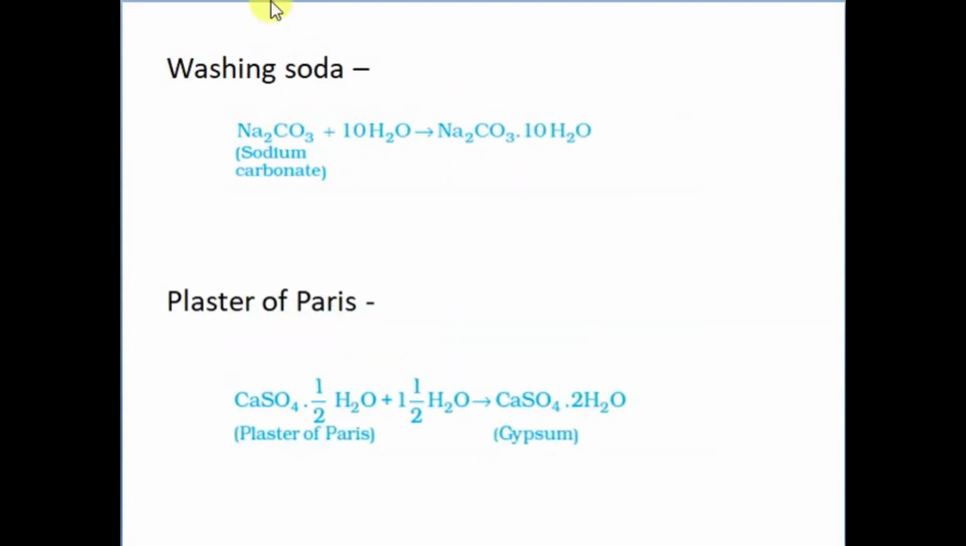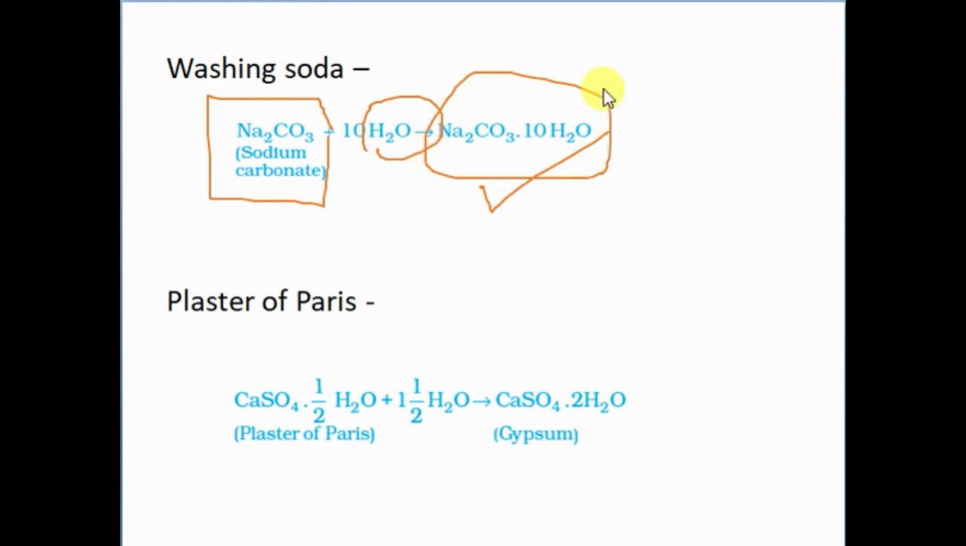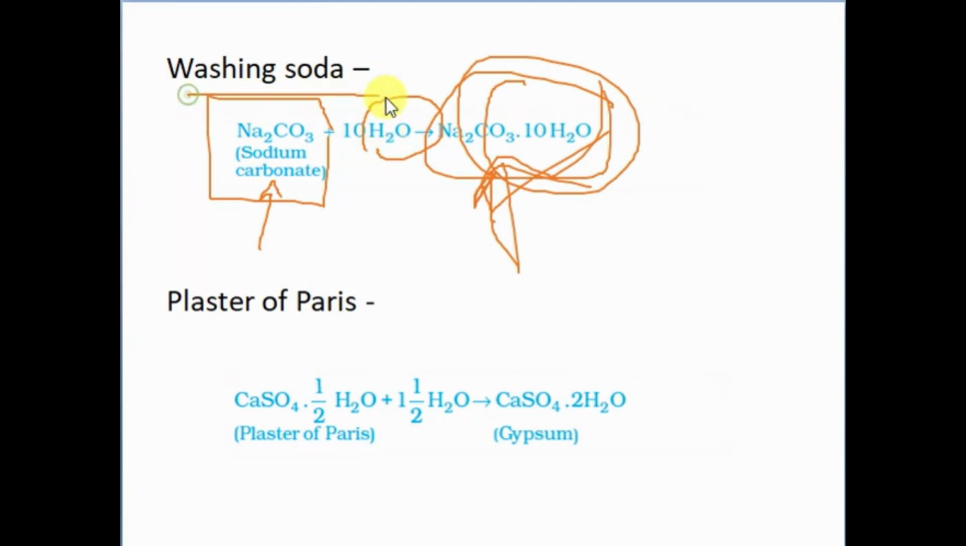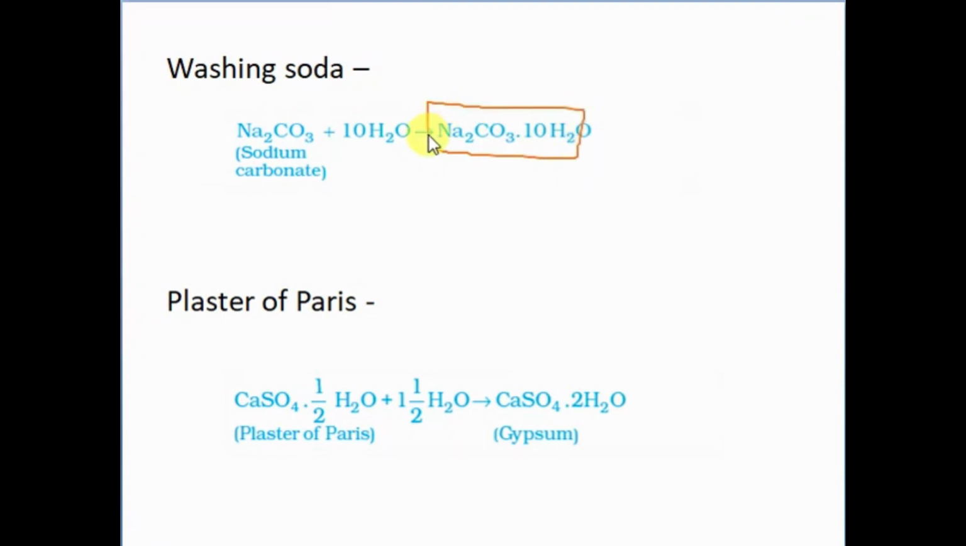Now after this we have washing soda. Okay, so the formula of baking soda you all have studied by now: sodium hydrogen carbonate. Now sodium carbonate is washing soda. Okay, so when sodium carbonate reacts with H2O, it forms this. Okay, this is sodium carbonate and this is washing soda. So the formula of washing soda is Na2CO3·10H2O.